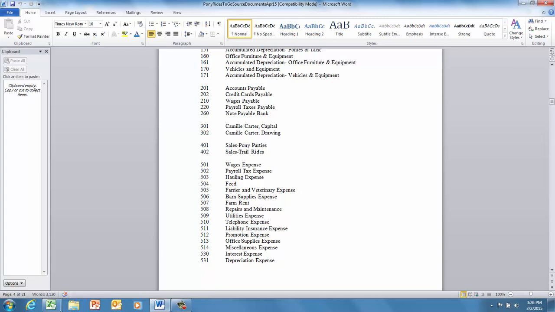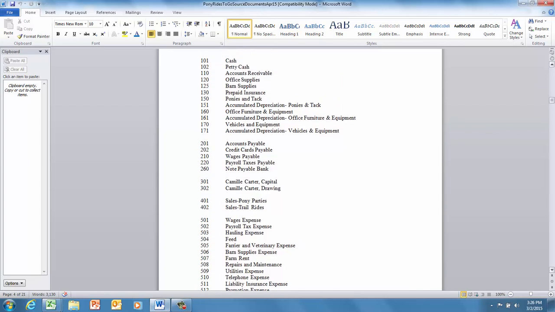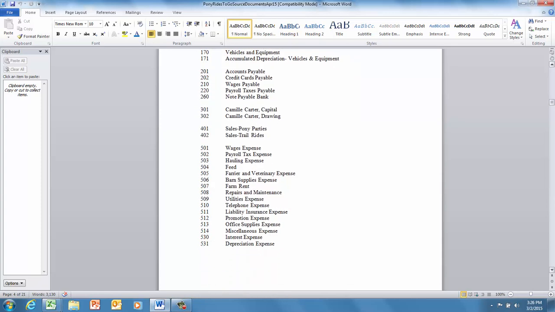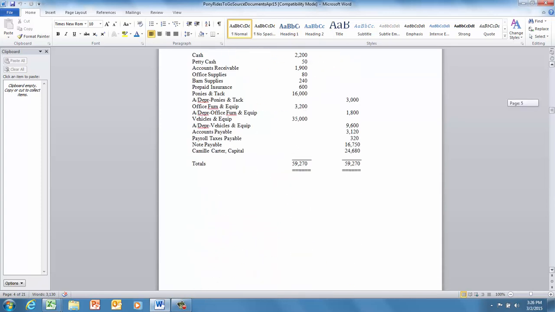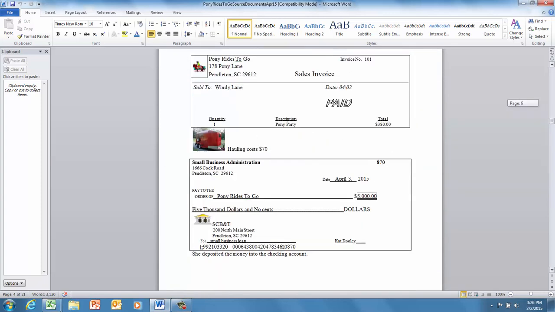So we're going to debit hauling expense. That's what we received, and we gave up the fact that we owe out to a credit card company. And here in the liability section is credit cards payable. And so I'm going to credit that. Each time you have a sale, you will always have this little trailer with the hauling costs right after it.